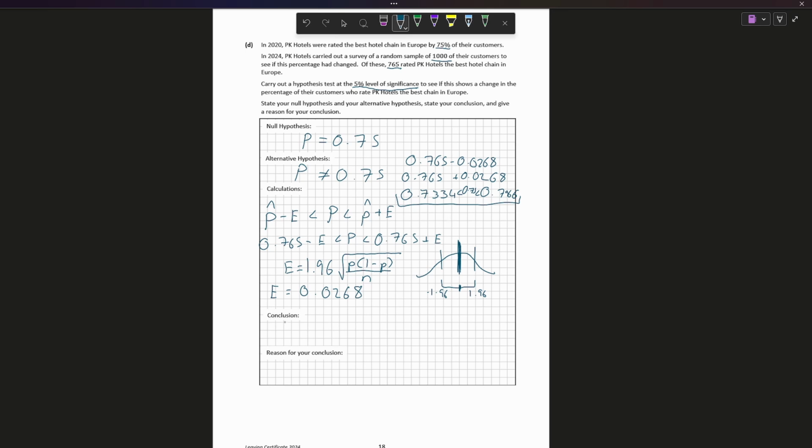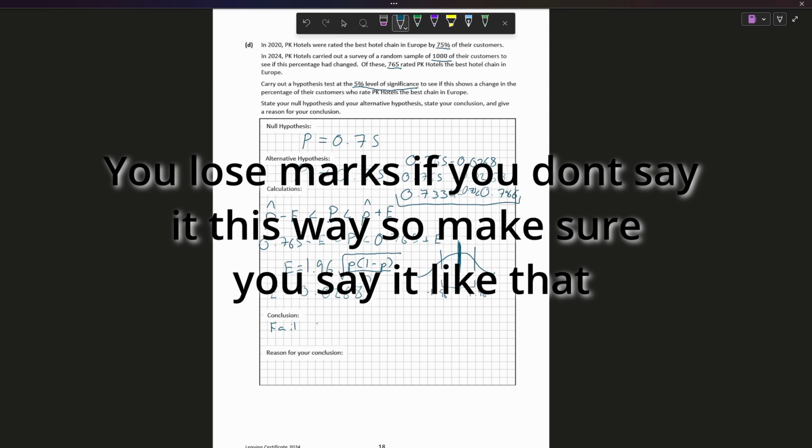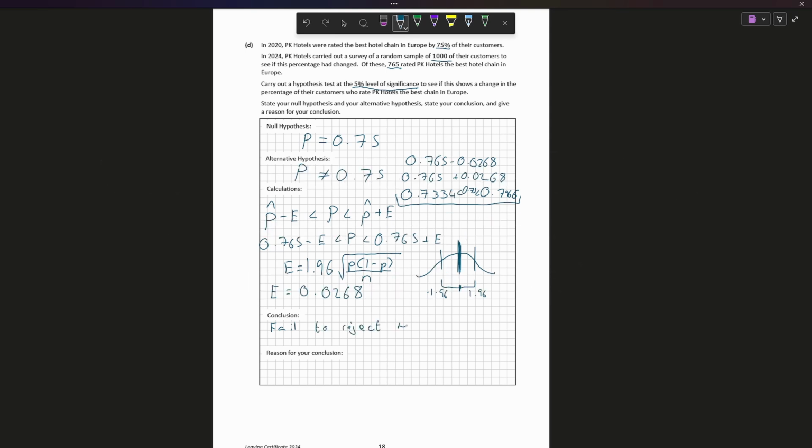So conclusion, now you have to be specific here. We don't say we accept our null hypothesis. Instead, we say we fail to reject H0. H0 is your null hypothesis. Your alternative hypothesis is H1. So you don't want to say accept ever. It's always fail to reject H0 or fail to reject H1, depending on what it is. In this case, it's H0.